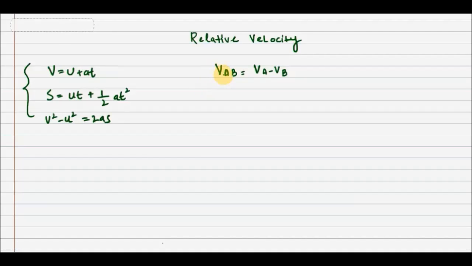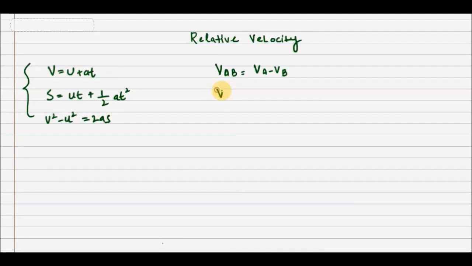Another way of saying this is that the velocity of A seen by B will be equal to velocity of A minus velocity of B. Here B is an observer and he observes the velocity of A.